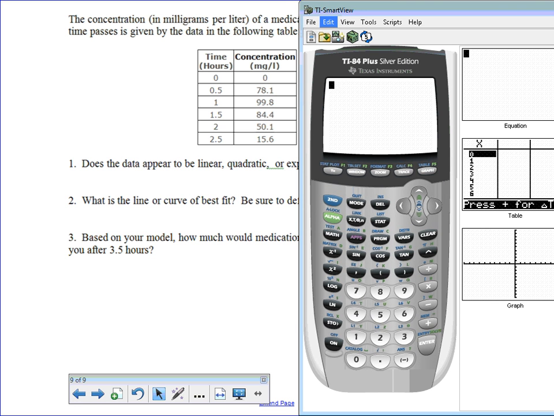Okay, so stat, edit, and we're going to put the data in. So we'll put the time into X. I obviously checked the data every half hour. Very important that we make sure we enter in our data correctly.